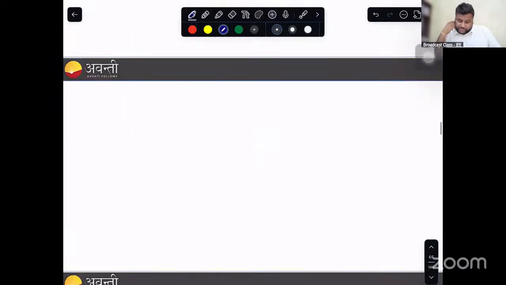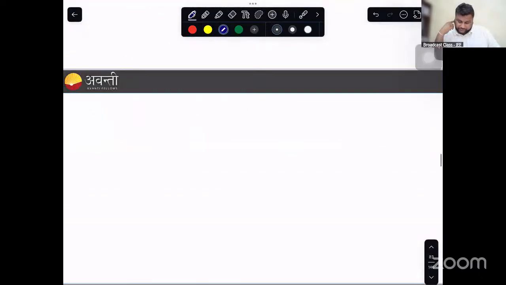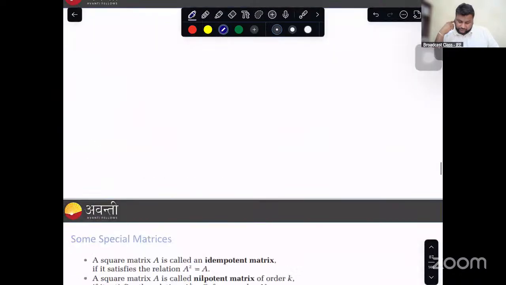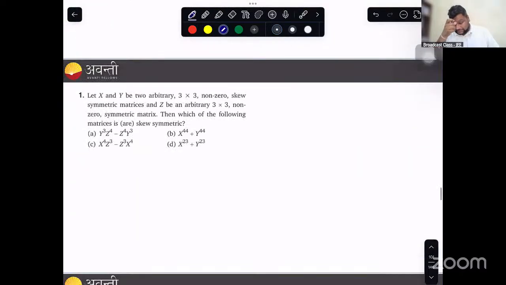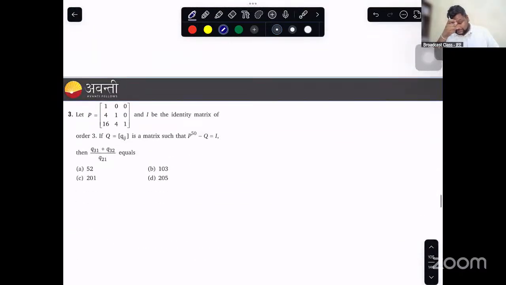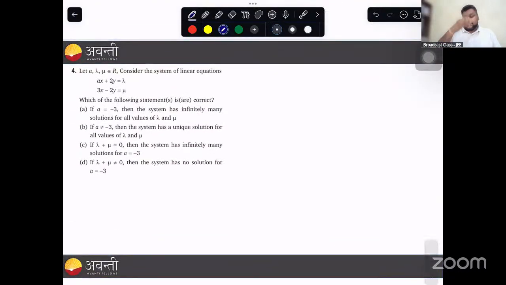Now, let's do a few questions. See, try this question, very simple. And this is a question from previous year JEE Mains also. Come on, give it a try quickly.